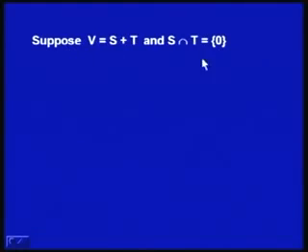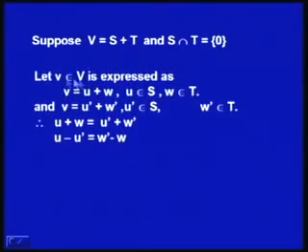So we start with this and we prove that V is the direct sum of S plus T. Now to do this, let v belonging to V be expressed as v is equal to u plus w, u belonging to S and w belonging to T. At the same time, the same vector v can also be expressed as u dash plus w dash, where u dash belongs to S and w dash belongs to T.